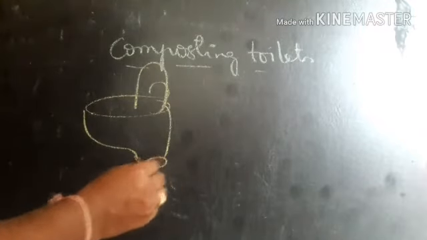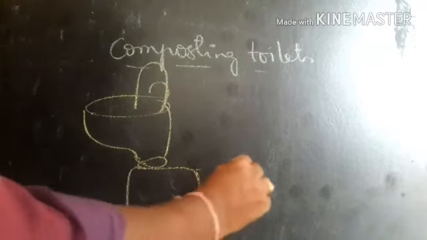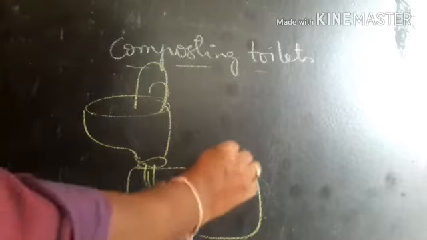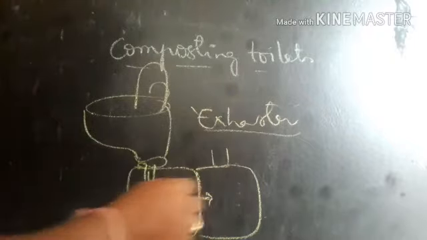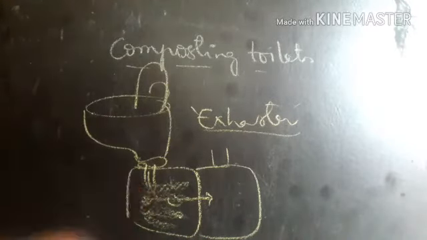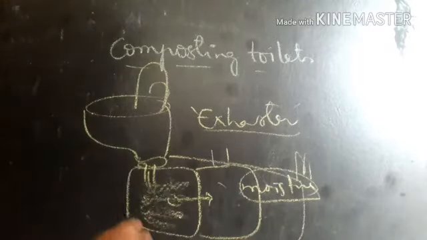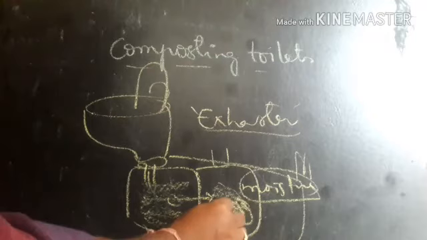Now if you go for these toilets, they arrange two chambers. The first one collects the waste, and from here it is sent to the exhauster chamber. In the exhauster chamber, a kind of heat is applied. Because of that heat, the moisture present in the toilet evaporates, and the fecal matter becomes solid, like cakes.